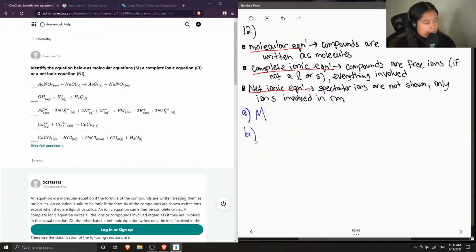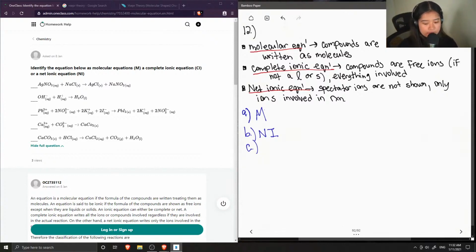B, we have oxide plus a proton makes H2O liquid. So this is an example of the net ionic equation. So notice how they didn't include any of the other ions that are in the original equation. They only have the ions that are involved in the reaction.